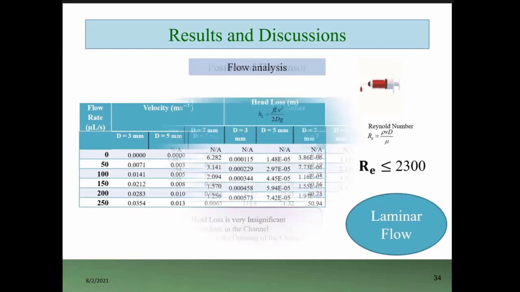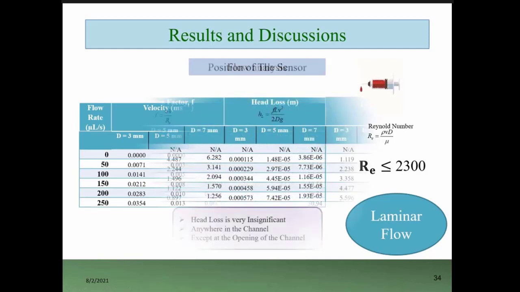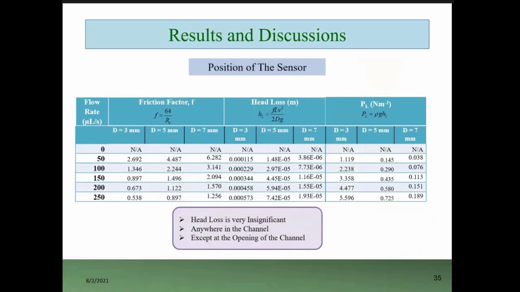After that, the position of the thin film or the sensor inside the flow channel was analyzed. For this purpose, the friction factor and the head loss inside the channel, also the pressure loss at different positions of the channel for different diameters, was calculated, and it was summarized that since the length of the channel is very small, for example about 5 centimeter, the head loss was very insignificant. It was not that much.